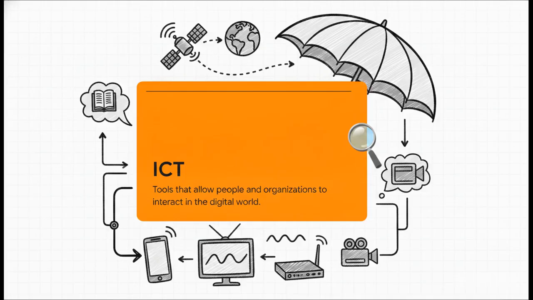Think of it like a massive umbrella. Underneath this umbrella, you've got everything from the satellites orbiting our planet right down to the cell phone in your pocket. It includes TV broadcasts, network hardware, and everyday services like video conferencing or online classes. It really covers the whole shebang.